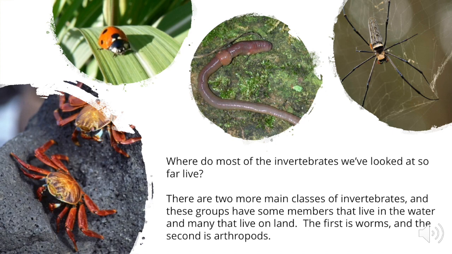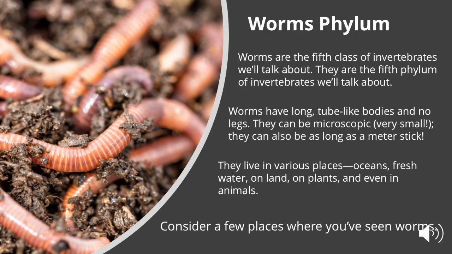This is probably the one that you're the most familiar with because you see these all the time, right? Where do most invertebrates we've looked at so far live? And the answer to that, of course, is in the water. There are 2 more main classes of invertebrates, and these groups have some members that live in the water and many that live on the land. So we're going to move to land now with these last 2 phylums. Worms is the first one, and the second one is arthropods. Worms are the 5th phylum of invertebrates that we're going to talk about. Worms have long tube-like bodies that you can see here on the left.